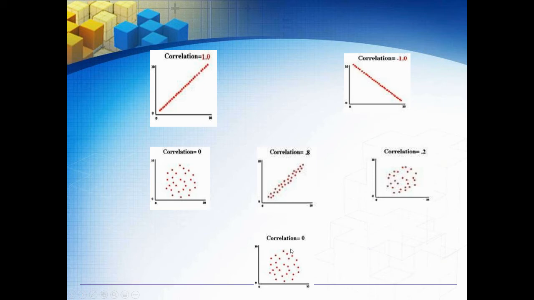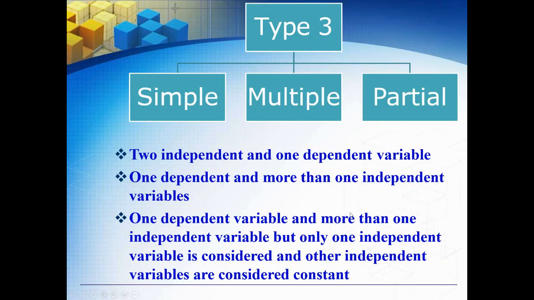And then we also have correlation 0. So this one is also a correlation 0. It's normally scattered.